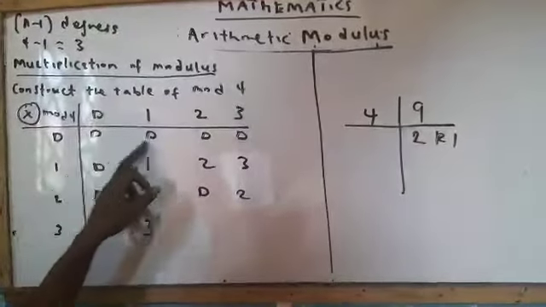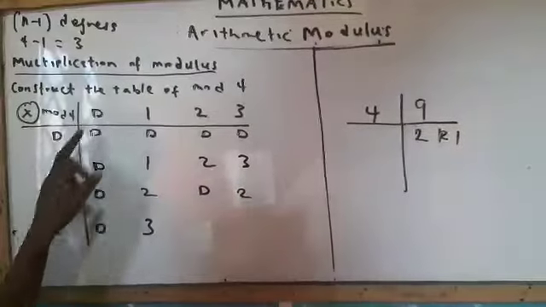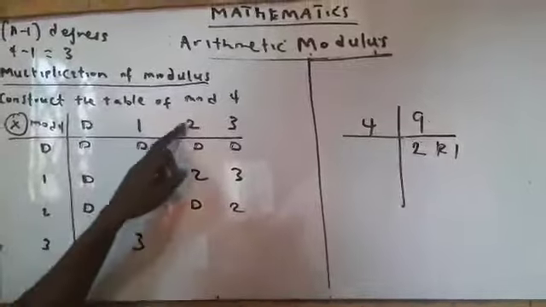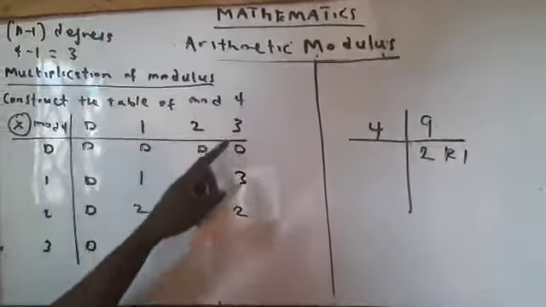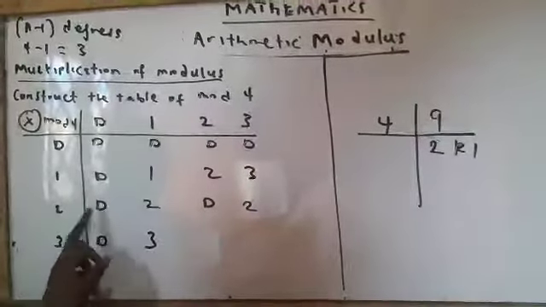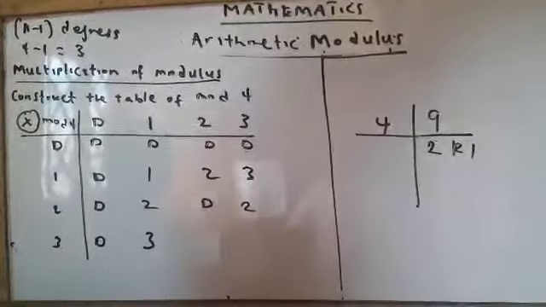0 times 0. If you multiply it, this part gives you 0. Now if you come down here, 1 times 0 gives you 0. 1 times 1 gives you 1. 1 times 2 gives you 2. 1 times 3 gives you what? 3. Now if you come down here, 2 times 0 gives you 0. 2 times 1 gives you 2. 2 times 2 gives you 4.